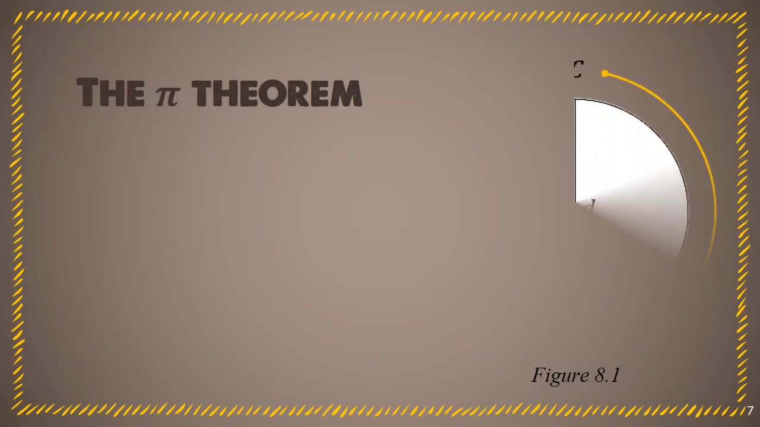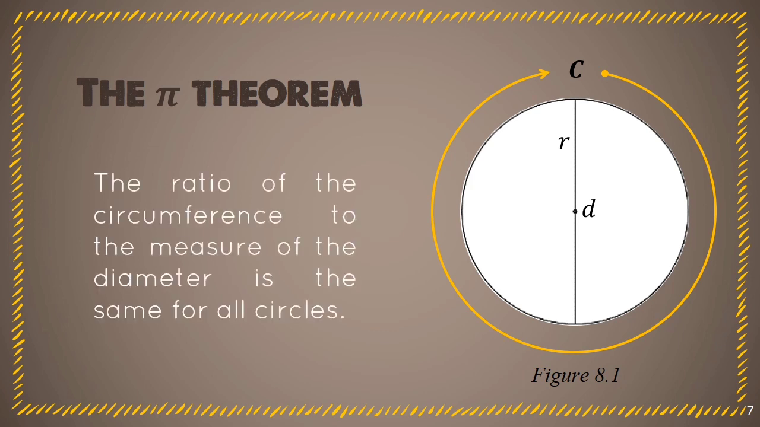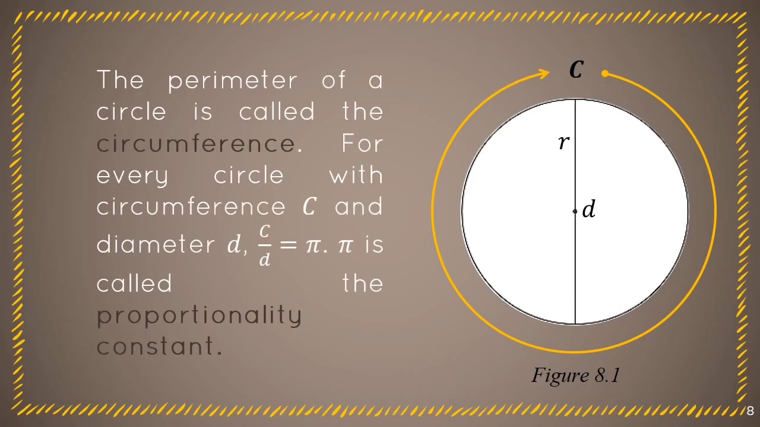Pi is very important in dealing with the circumference of a circle. We have the so-called pi theorem, which states that the ratio of the circumference to the measure of the diameter is the same for all circles. The perimeter of a circle is called the circumference. For every circle with circumference C and diameter D, the ratio of C and D is equal to pi. Pi is called the proportionality constant.